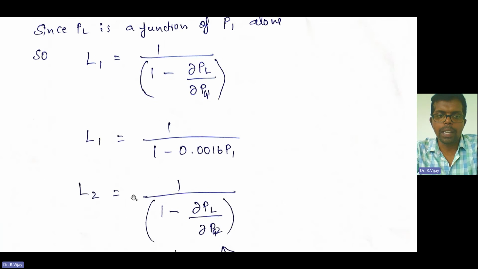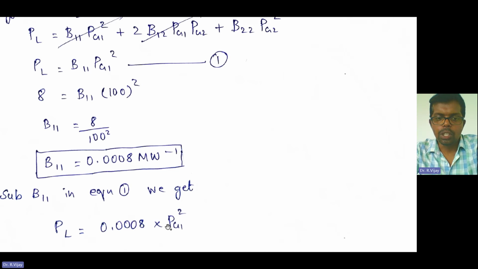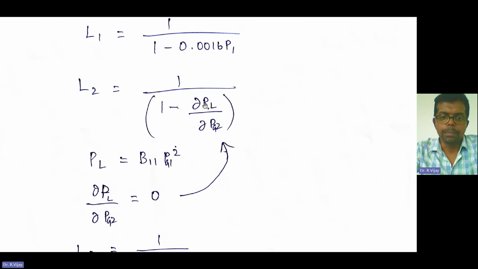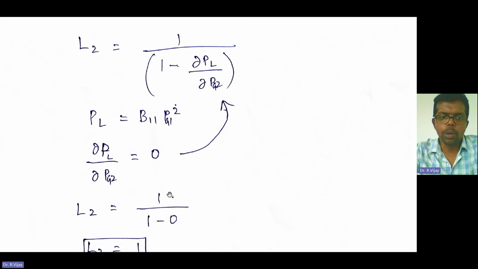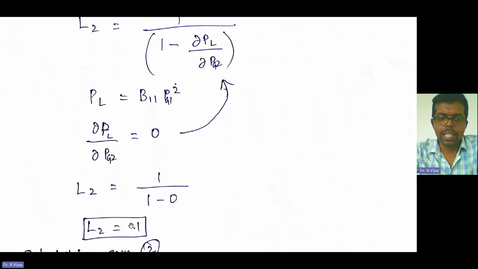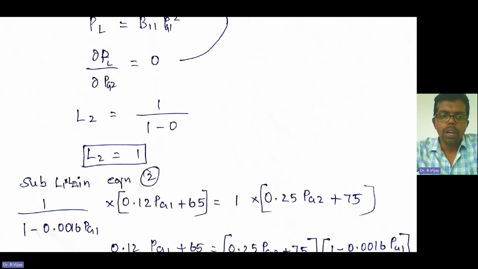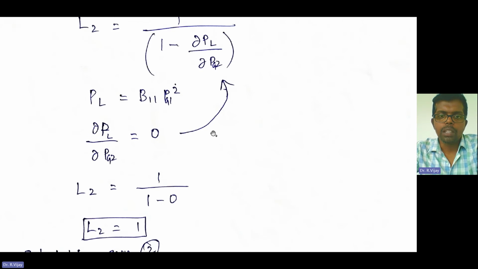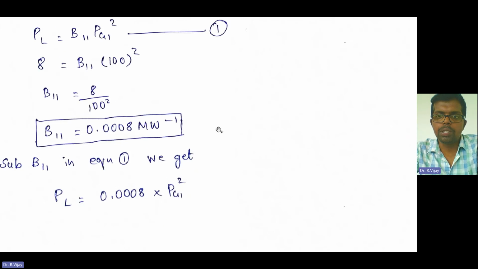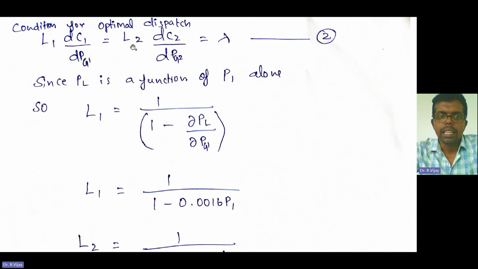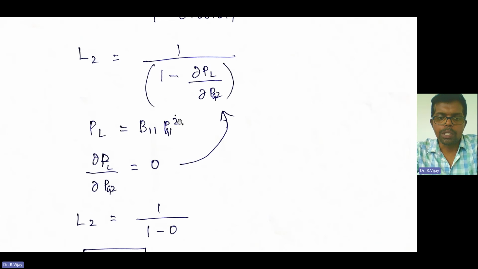This factor will become 0. So L2 is equal to 1 divided by 1 minus 0, that is L2 is equal to 1. So here what we need to do is substitute L1 and L2 in equation number 2. We need to substitute L1 and L2 here.